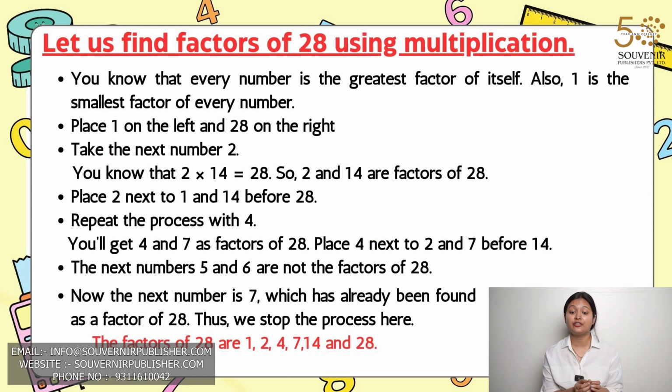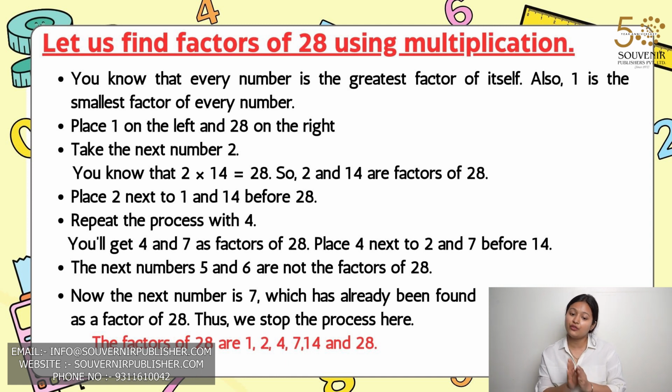Now, let us find factors of 28 using multiplication. You know that every number is the greatest factor of itself. Also, 1 is the smallest factor of every number. Place 1 on the left and 28 on the right. Take the next number 2. You know that 2 multiplied by 14 is 28. So, 2 and 14 are factors of 28. Place 2 next to 1 and 14 before 28.